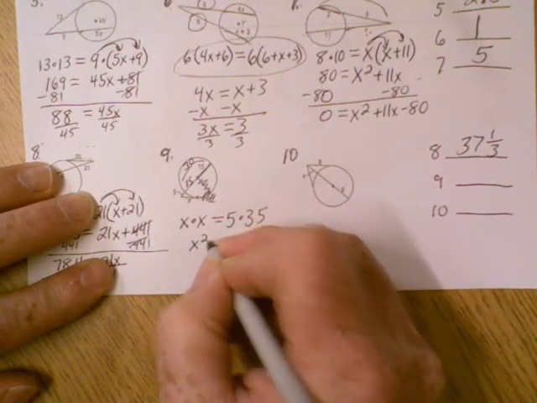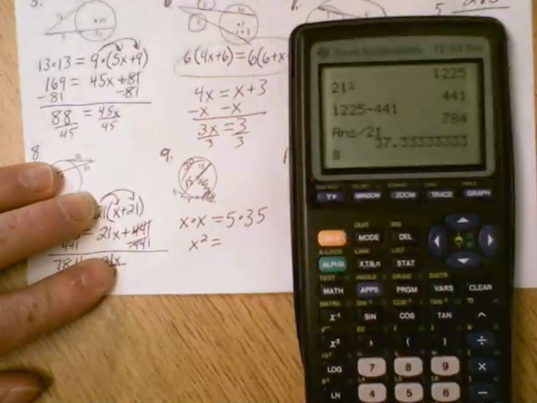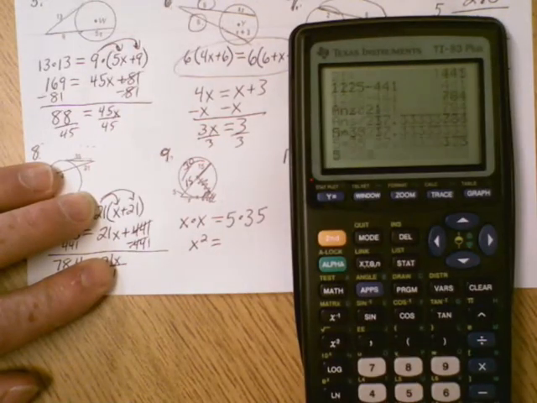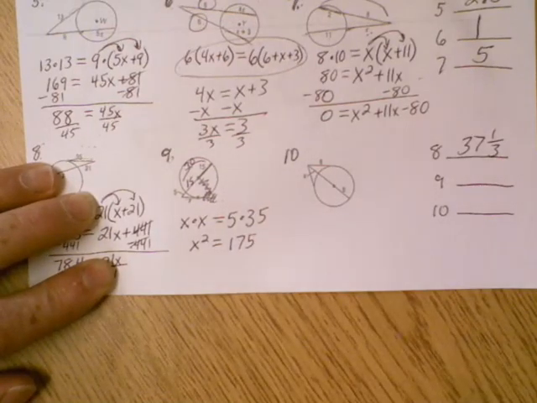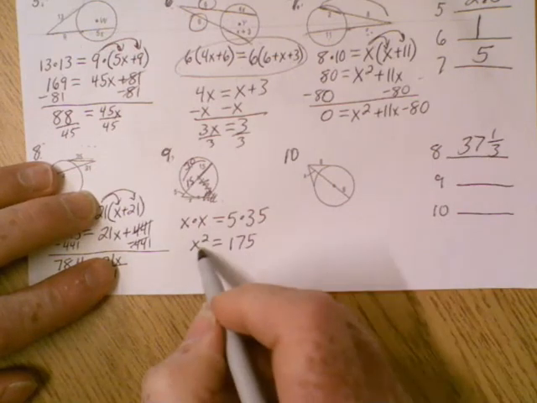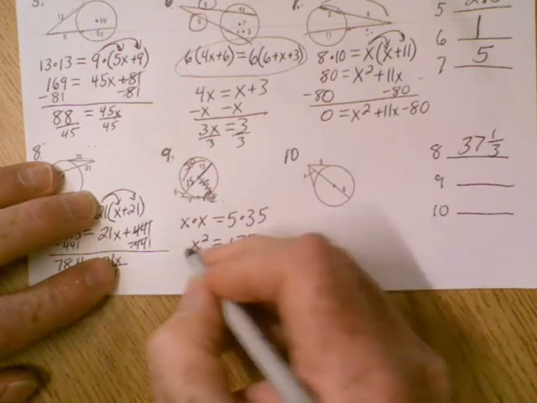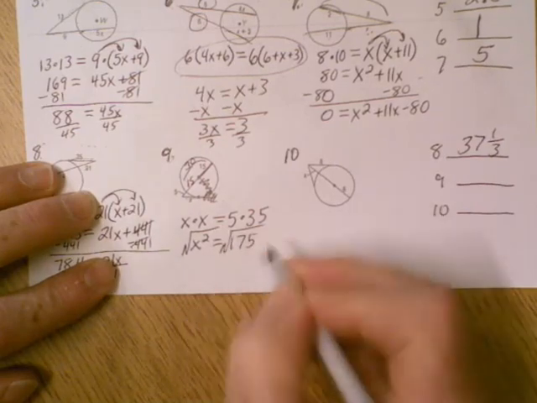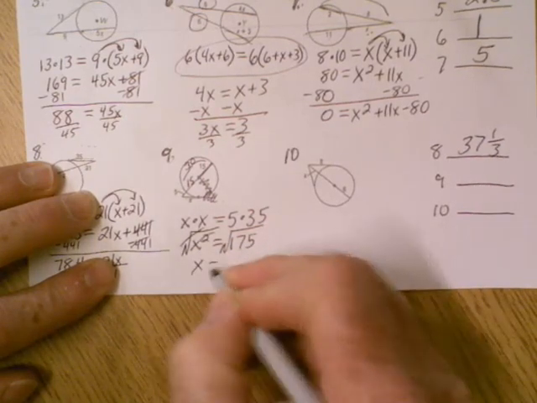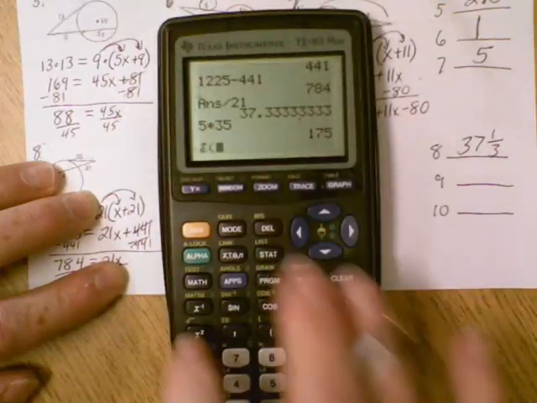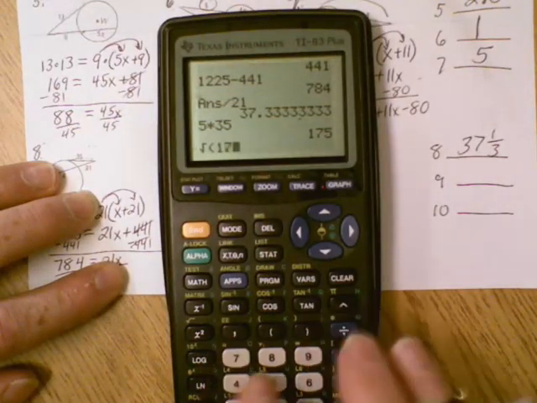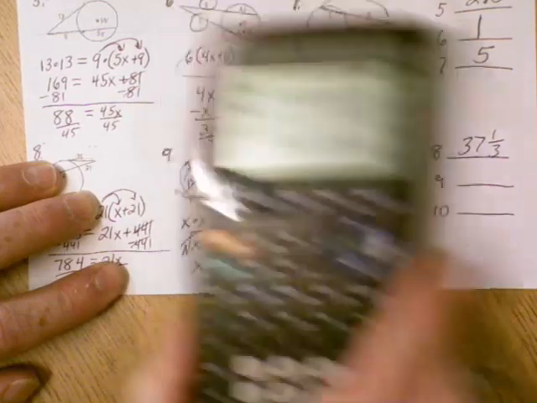Well, then you end up with x squared equals, I grab my calculator, 5 times 35 is 175. We don't have to factor on this one because we only factor or use the quadratic formula when we have an x squared and an x term. This time all we have to do is take the square root. We end up with x equals the square root of 175. I just grab my calculator, second square root 175. And I get 13.2.